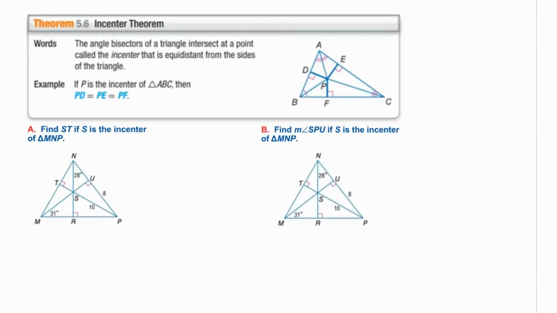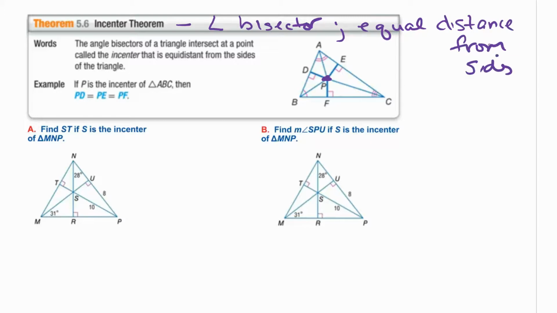And here's the second center. This center is formed by the angle bisectors. So we're going to bisect each of the angles, cutting each of the angles in half. Once we find the incenter, then that incenter is equal distance from the sides. So EP would be congruent to DP, which is congruent to PF.